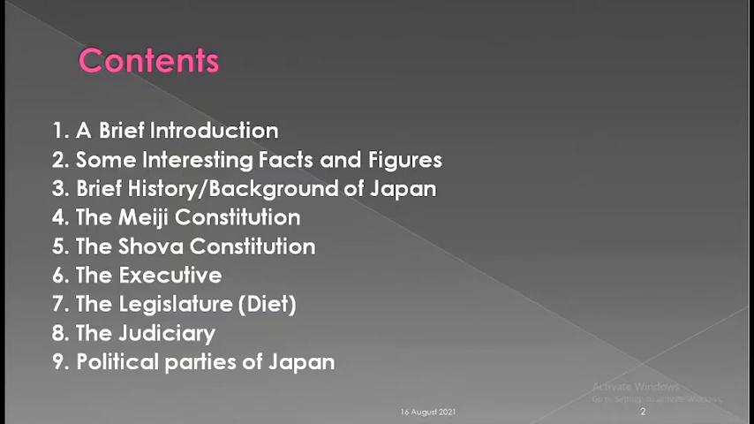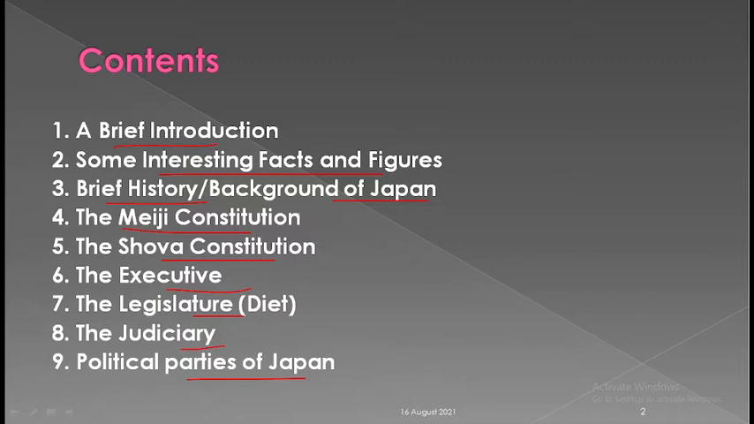In this lecture, we will begin with a brief introduction of the topic. Then we will point out some interesting facts and figures related to Japan. And then we will come to a brief history or background of Japan. Then we'll discuss the Meiji Constitution, then the Showa Constitution, the executive branch, the legislative branch, the judiciary branch, and finally political parties in Japan.